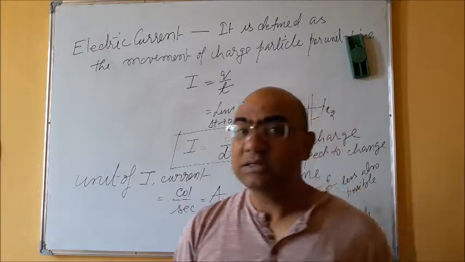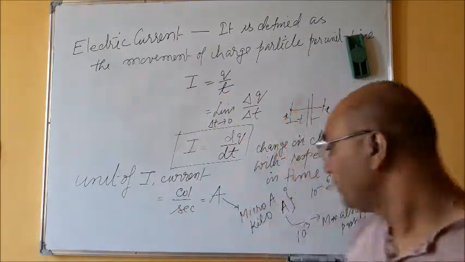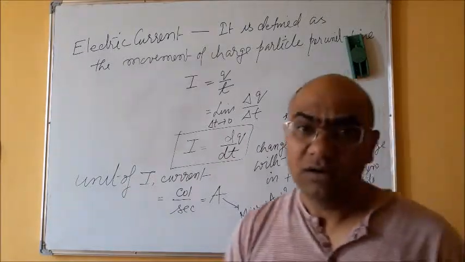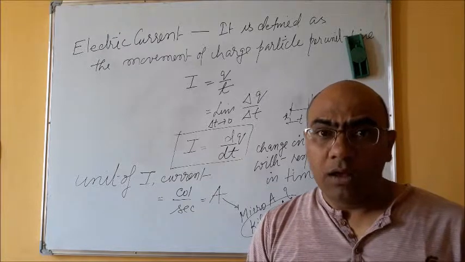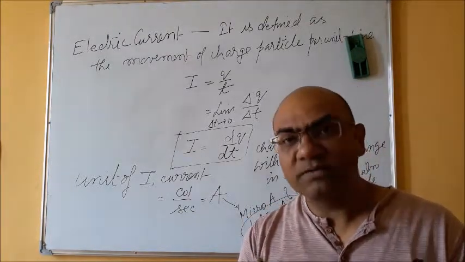And in this case, the range of the current goes in kiloamperes, very high current, right? At the same time, if we are talking about our body, we have nerve systems.